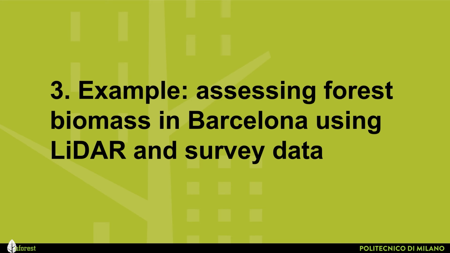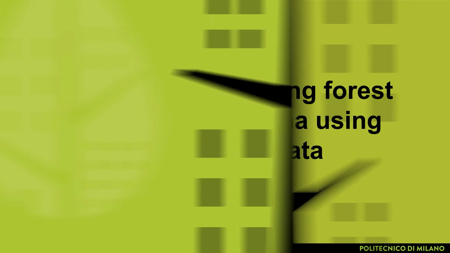Let's see an example of how to assess forest biomass in a metropolitan area using cartographic information, specifically LiDAR and survey data. A highly accurate model of carbon stocks has been developed for the forests of the Barcelona metropolitan area by combining forest surveys with high-resolution LiDAR data processed by the Cartographic and Geographic Institute of Catalonia.